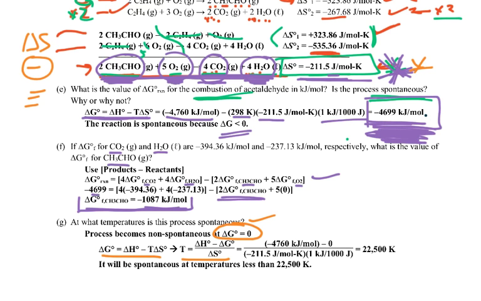And again, watch out for your units because G is in kilojoules. Delta S is in joules, so we have to put 1,000 to 1 in there to have them come out the same. And when you do it all correctly, you get 22,500 Kelvin. So it's a very high temperature, but that's the crossover temperature. So anything higher than that would be non-spontaneous. Anything lower than that is going to be spontaneous. So what temperatures is spontaneous? Anything less than 22,500.